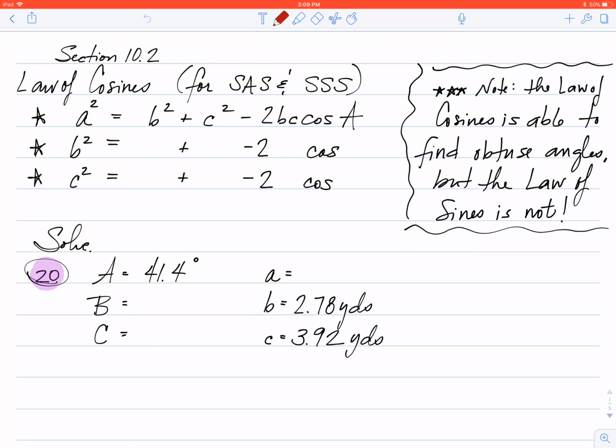Remember that this one is the one that's used when you're given either two sides and the angle between, or if you're given all three sides. So you see here that I have the first law of cosines written, and that's a squared equals b squared plus c squared minus 2bc times the cosine of angle A.